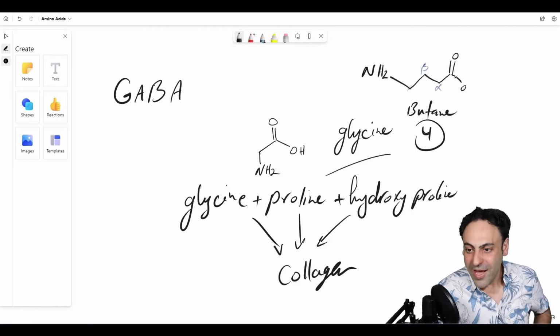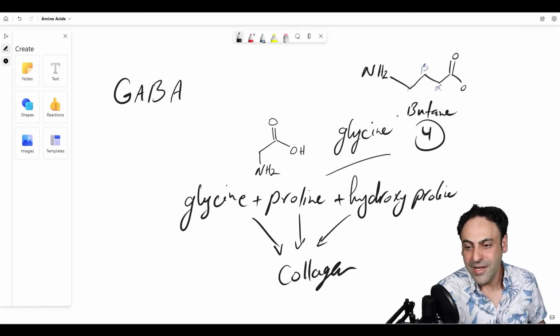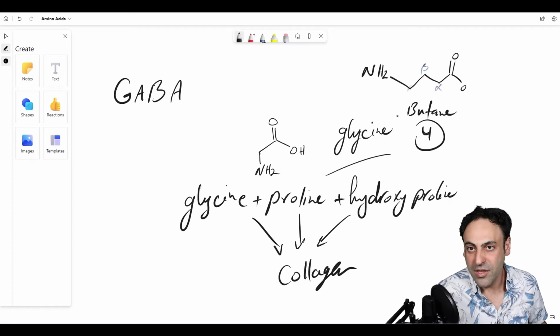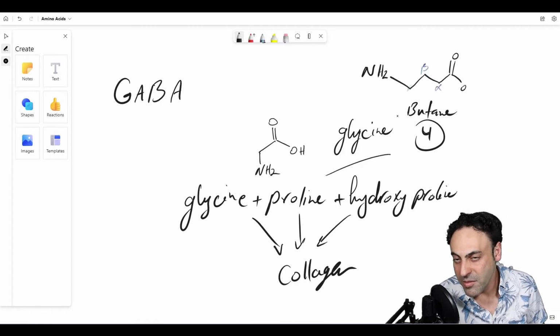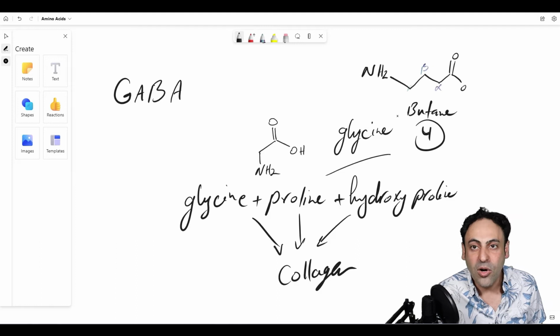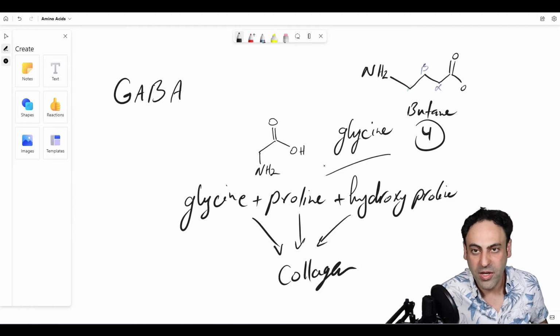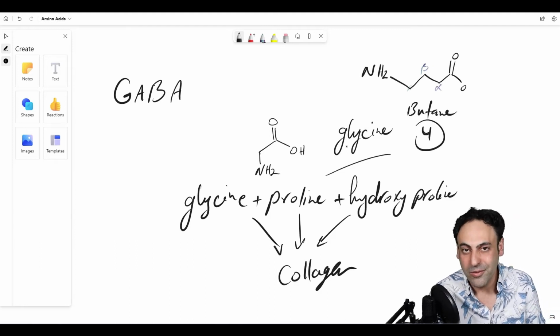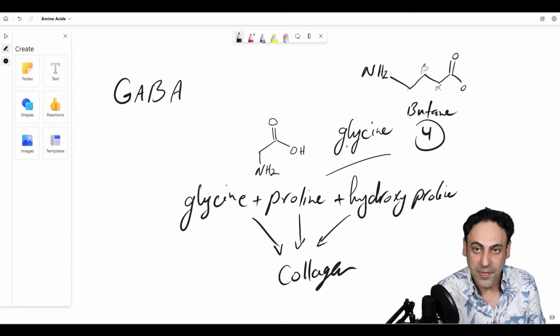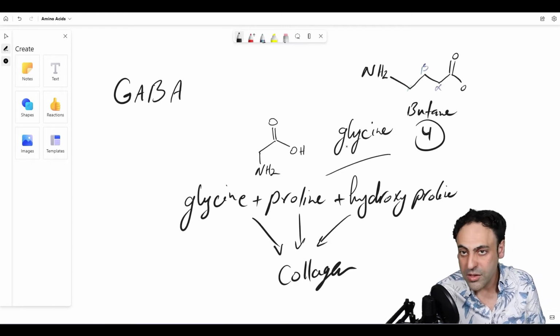So glycine has almost the same property as GABA, and it does some neurotransmitter inhibition in that part. Glycine also helps with another thing, because I told you this video is going to be about the clinical relationship and correlation of the amino acids as well. So it's not going to be only the structure of the amino acid.